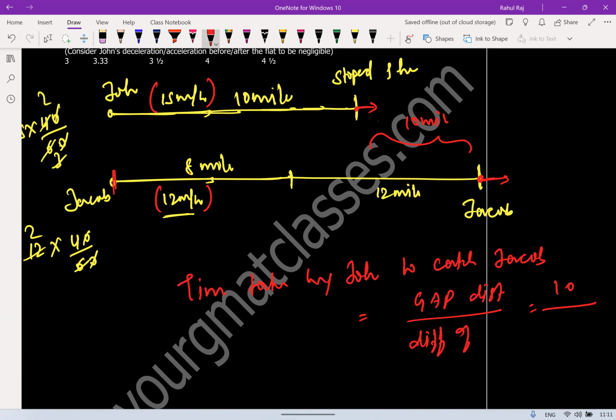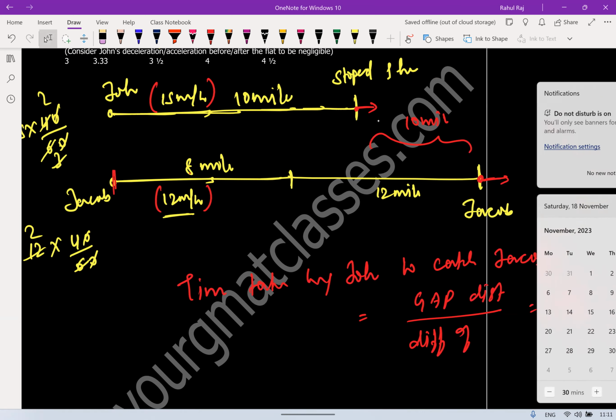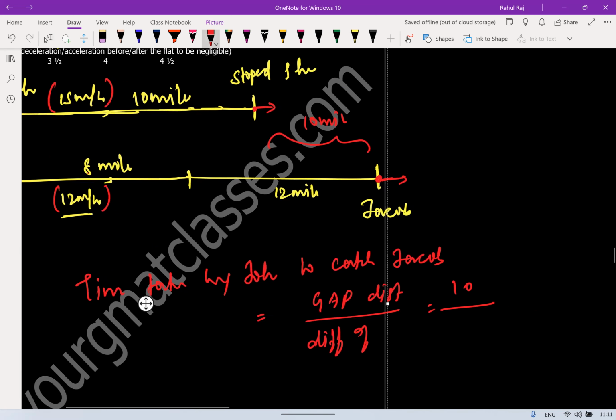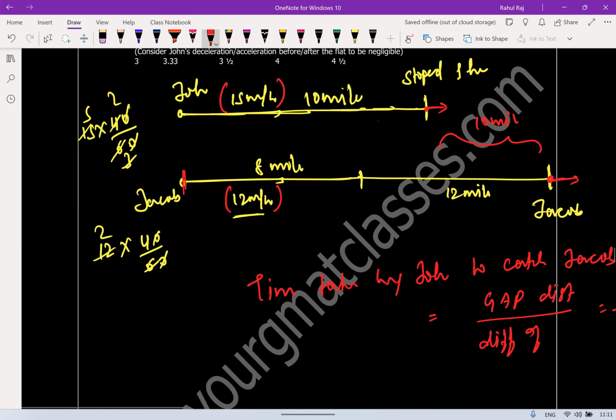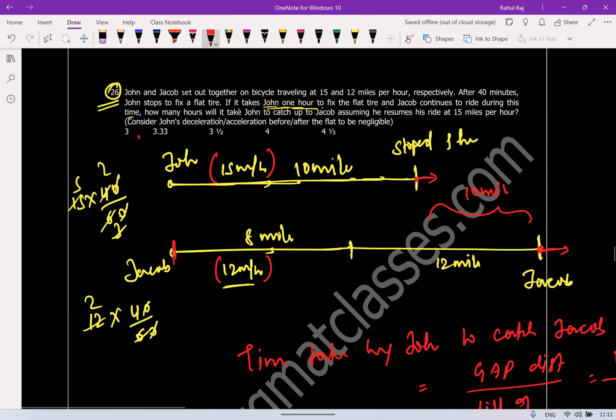By difference of speed, 15 minus 12, that is 3. That is 3.33 miles per hour. This is what they are asking about. What time he will take, what time John will catch. Understood or not? Tell me.